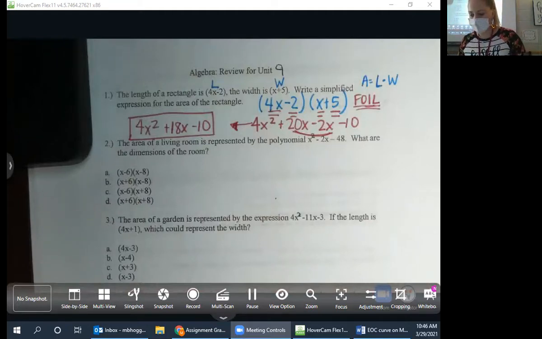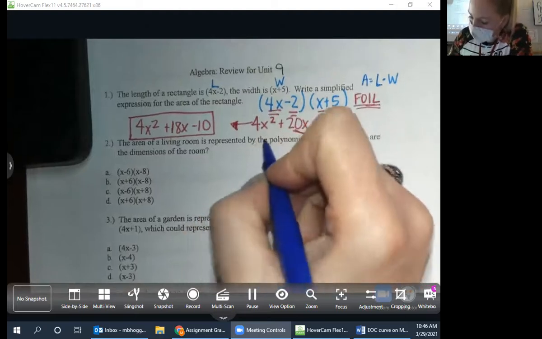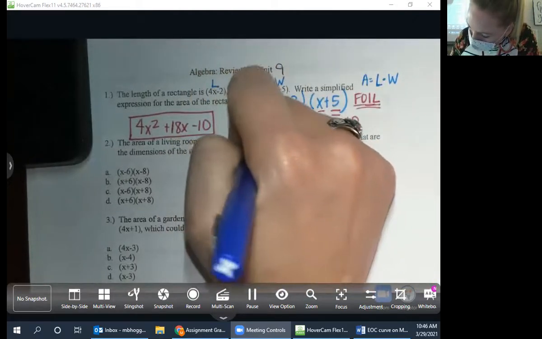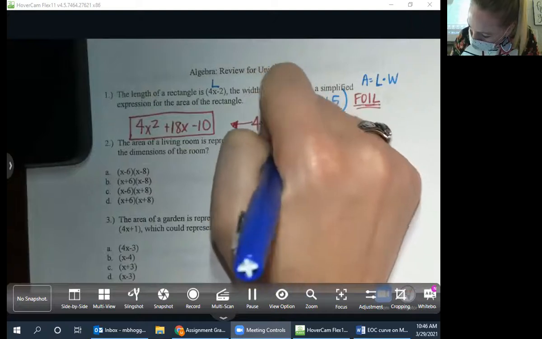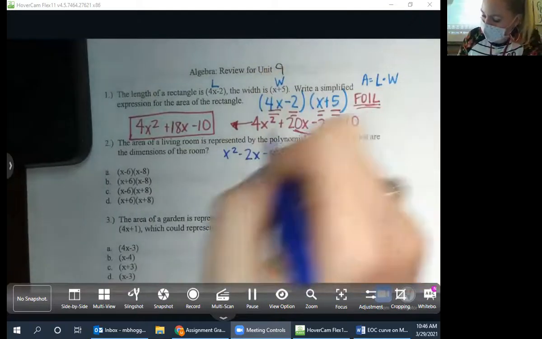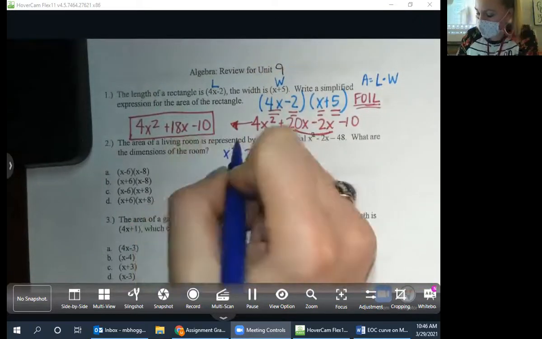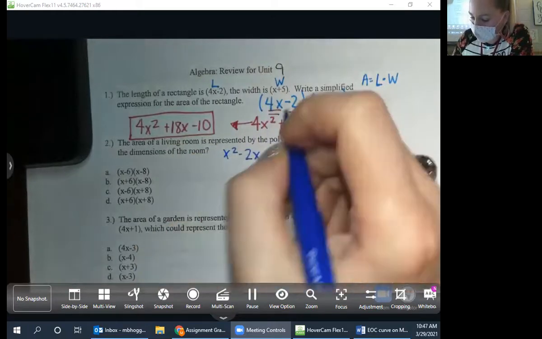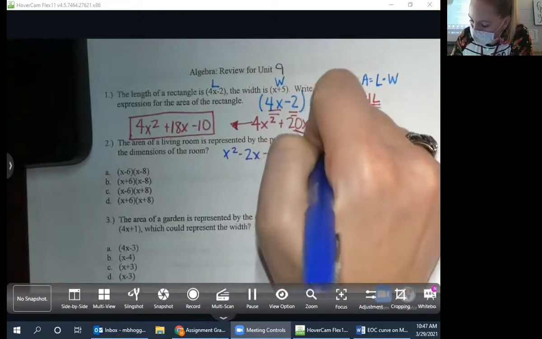Okay, look at the next one. It says the area of a living room is represented by x squared minus 2x minus 48. What are the dimensions? So now we're going from area to length and width. We're breaking it down. We're backwards FOILing, also called factoring.